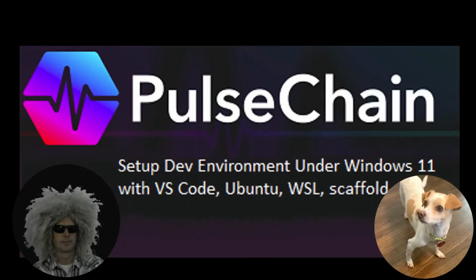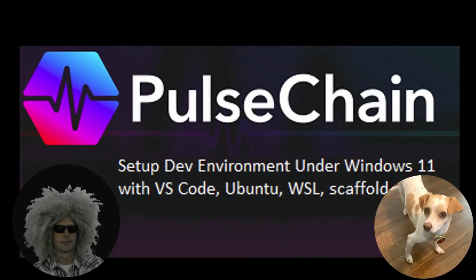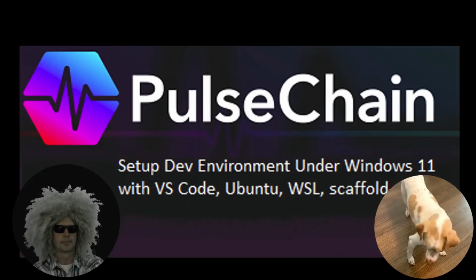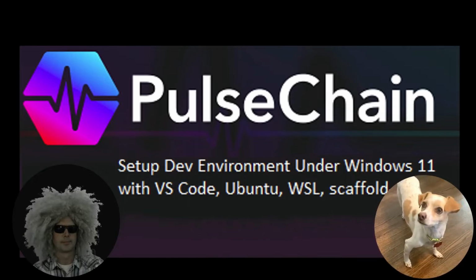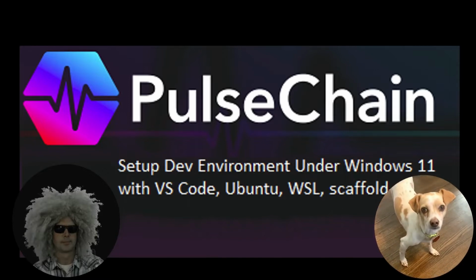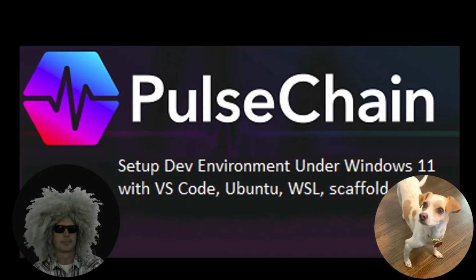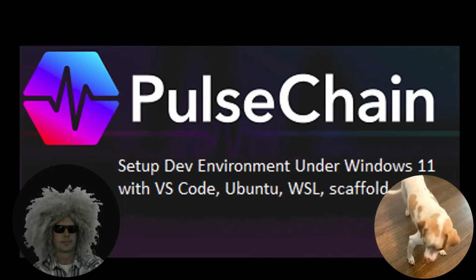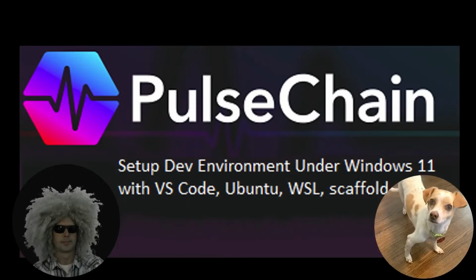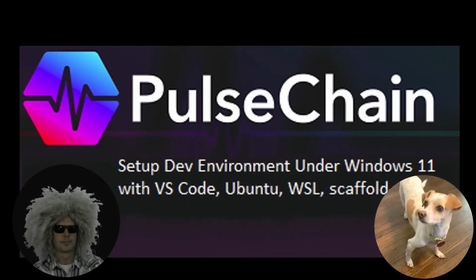We're going to be taking a look at how to set up your dev environment under Windows 11, with VS Code. We'll be using Ubuntu, WSL, and Scaffold-eth. Now it's going to look like we're using Windows. It's going to act like we're using Windows, but we've really built a hidden version of Ubuntu into Windows 11. Let me show you exactly how this is going to work, because it took me a while to figure this out. Alright, let's take a look.